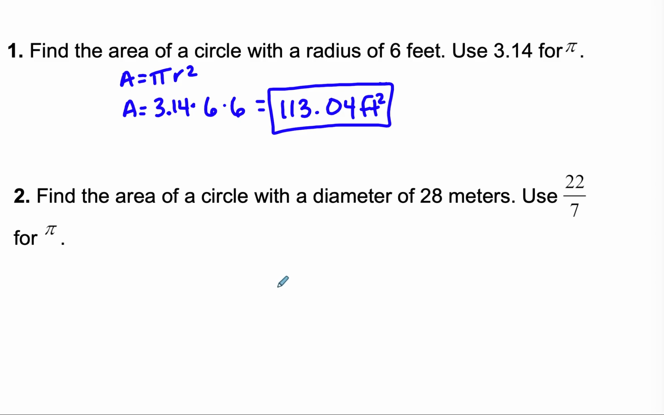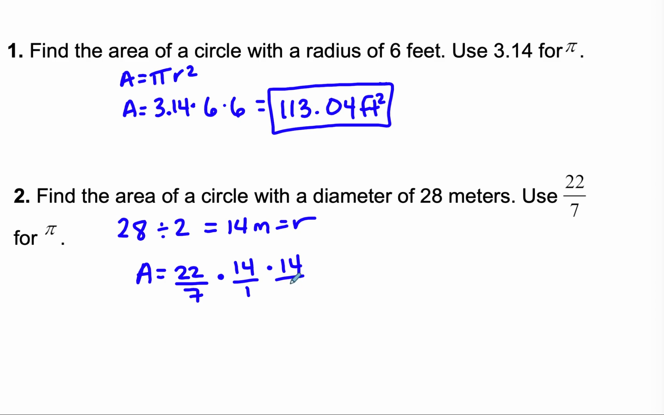All right, number 2, find the area of a circle with a diameter of 28 meters. Use 22/7 for pi. Diameter is 28, but I need to know the radius. So my first step here is going to be dividing by 2. 14 meters is going to equal our radius. Now we're ready for our formula. Area equals pi. They tell us to use 22/7 times radius squared. So times 14 times 14.